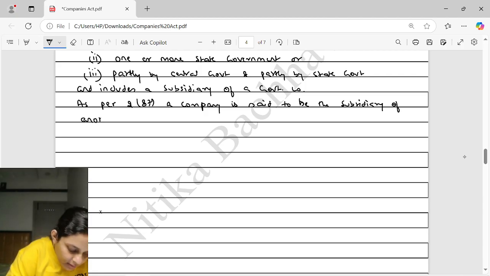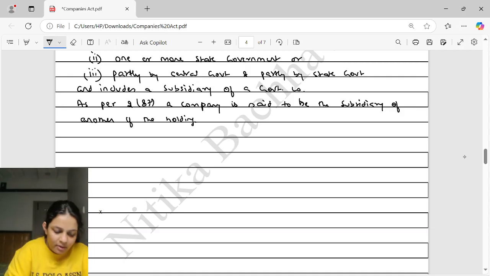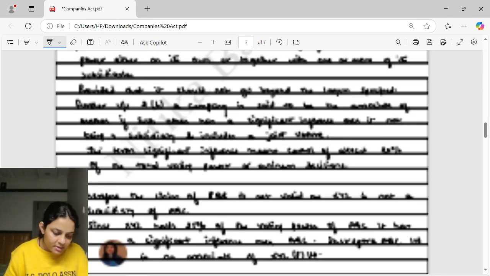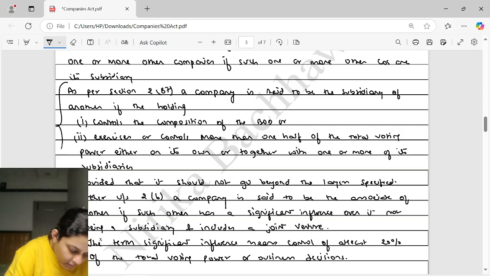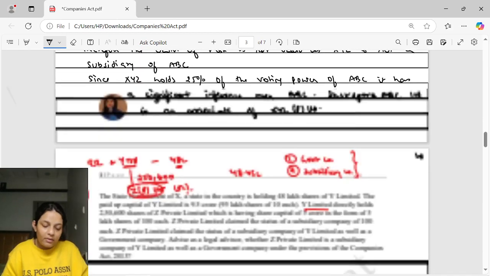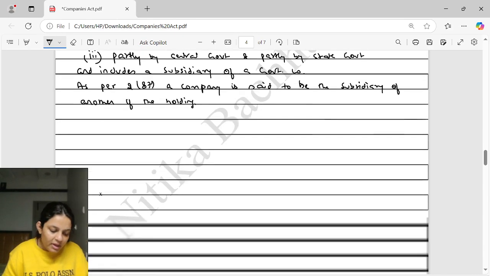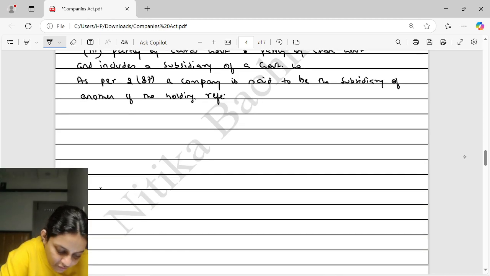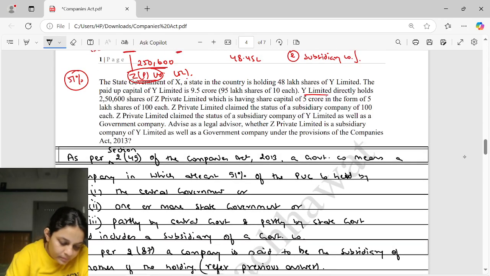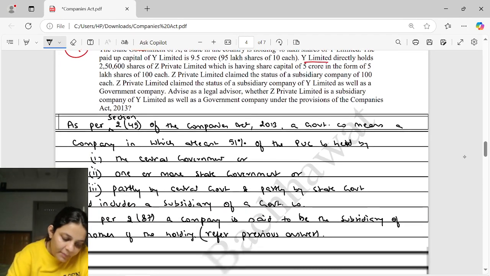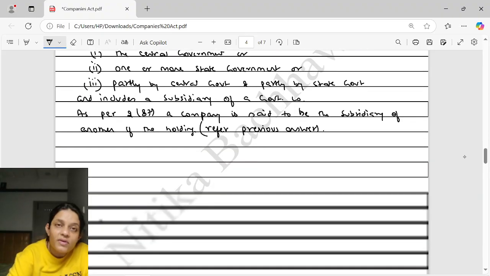subsidiary of another if the holding, now please understand, I'm not writing the whole thing again because what we have written here, the same thing we need to write here, right? The same thing we need to write here. So please refer previous answer, right? So what is the conclusion here? Whether Z Private Limited is a subsidiary company of Y Limited as well as a government company.